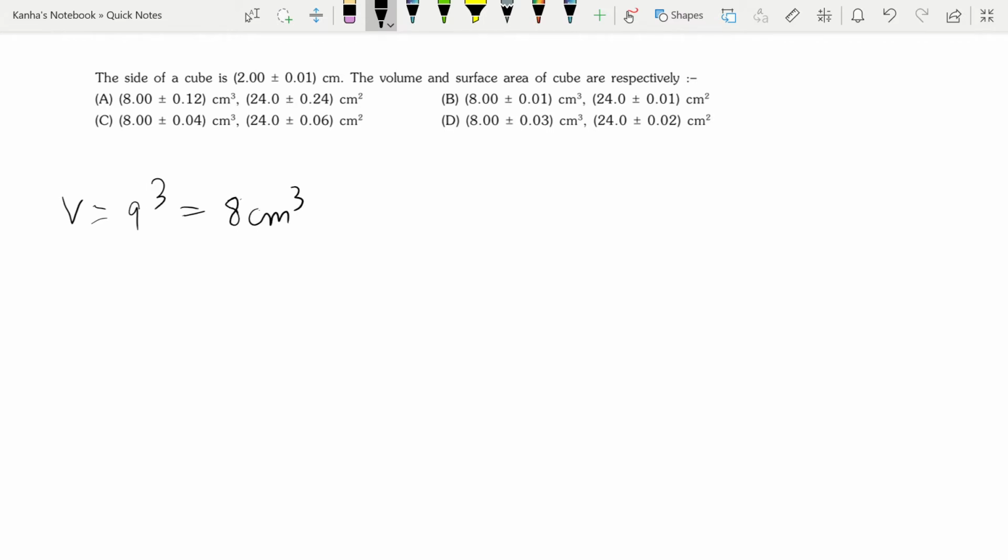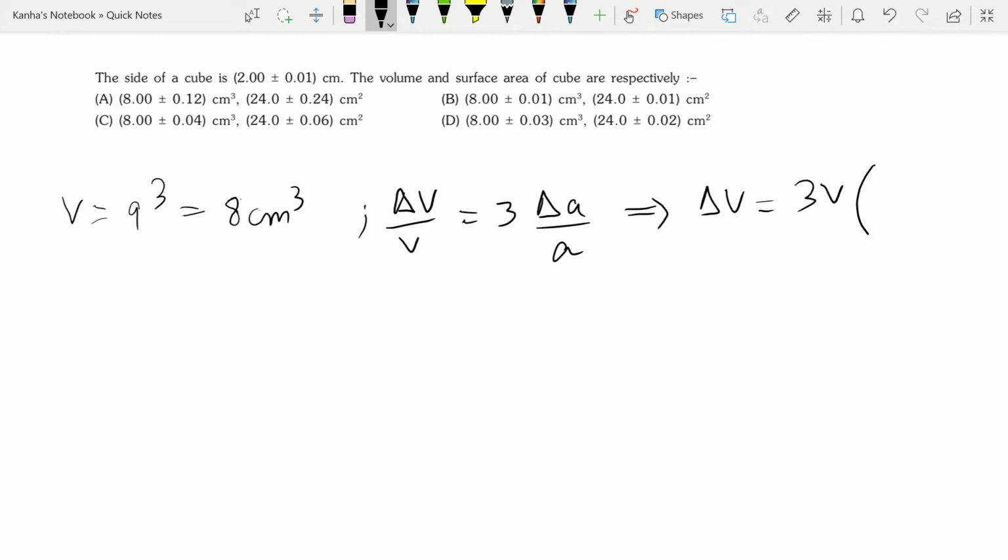Now you know that delta V by V is equal to 3 delta A by A, where A is the side length. Why is this so? Because V is equal to A cube. So using the properties that we just read, delta V by V is 3 times delta A by A. That implies delta V is equal to 3V times delta A by A. Everything is given to you.